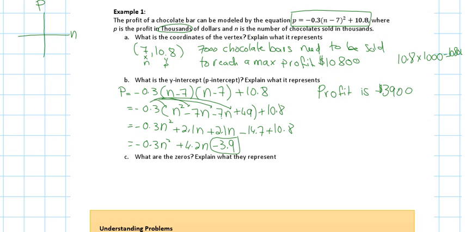Okay, look here. This is the y-intercept, right? This is where the y-intercept is. I'm going to go up, and I'm going to come back down. How many chocolate bars would the y-intercept represent? 0. That's my initial profit before I sell any chocolate.